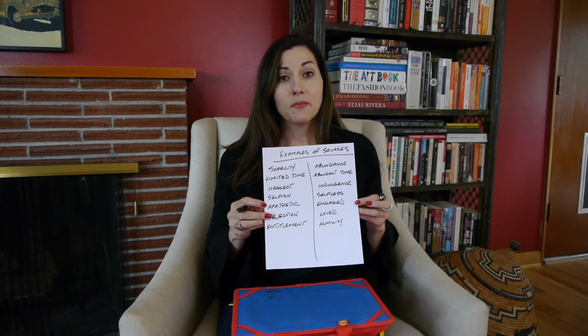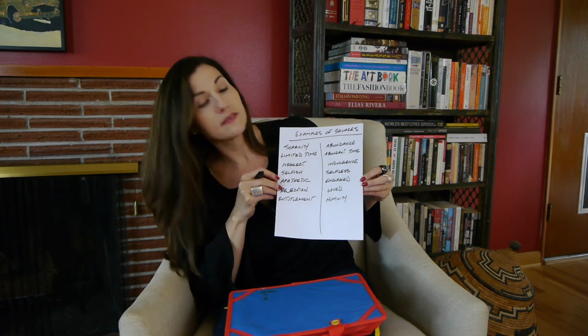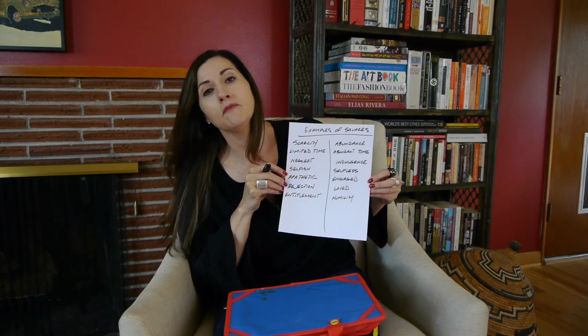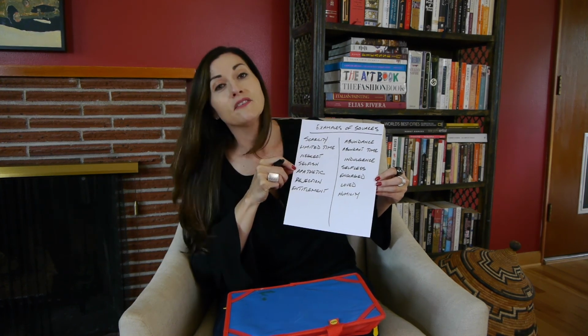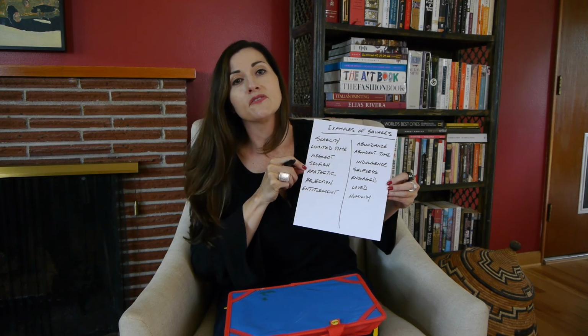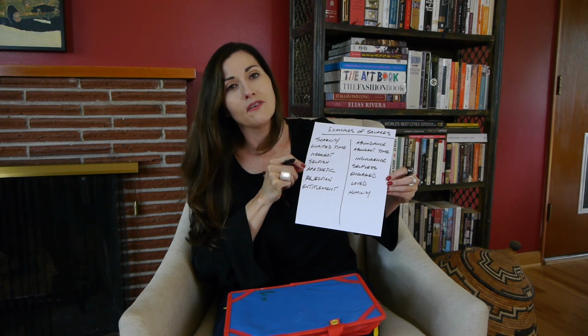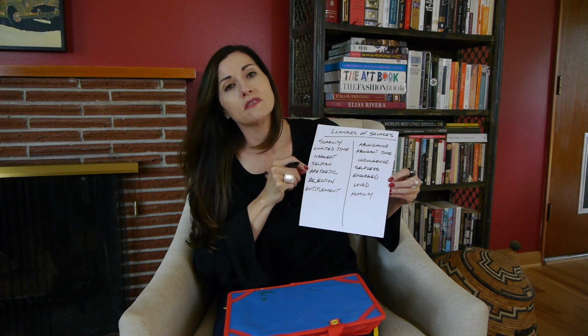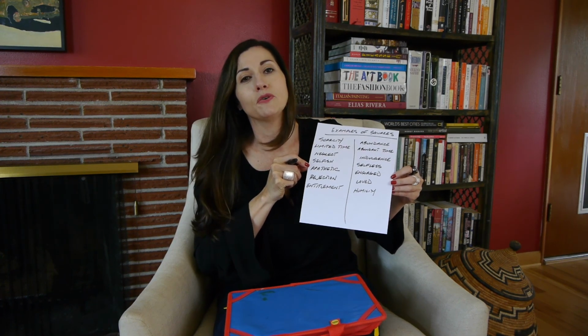Okay, so just to give a little more illustration about how these are essentially polarized dynamics, I've listed some very obvious examples that are happening in the world as we speak. So these would be some examples of squares that we could all process. Scarcity and abundance, limited time versus abundant time, neglect versus indulgence, selfish versus selfless, apathetic versus engaged, rejection versus loved, entitlement versus humility.